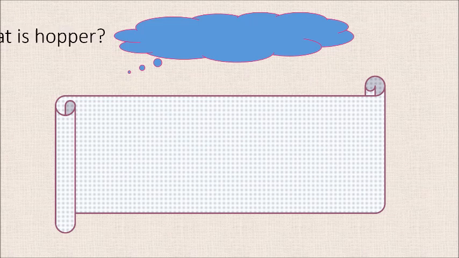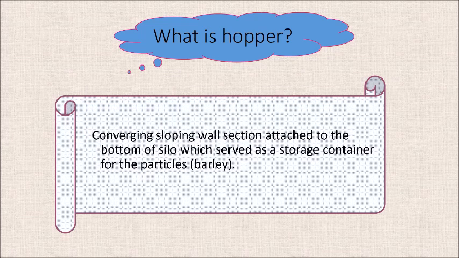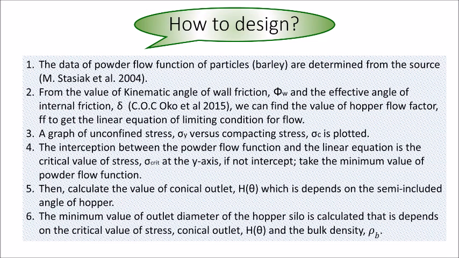What is hopper? Hopper is a converging sloping wall section attached to the bottom of silo which serves as a storage container for the particles. This is the procedure of how to design the hopper.